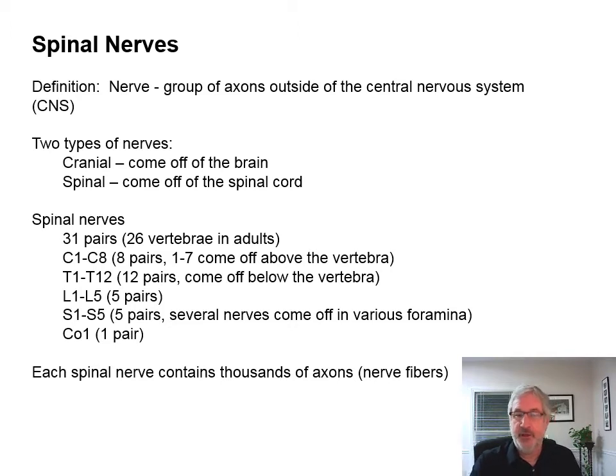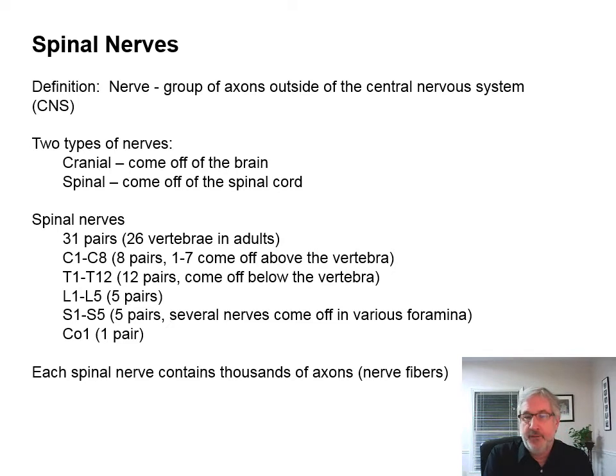Remember, you have the vertebrae, and you have another vertebrae on top of it, and there's an intervertebral foramen on either side, so the nerves come out of there. So we've got 31 pairs, but only 26 vertebrae. So we're going to see how that works shortly. The spinal nerves are numbered the same way as you number the vertebrae. So you have C1 through C8. There are 8 pairs.